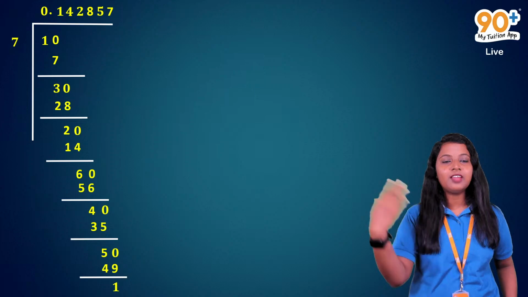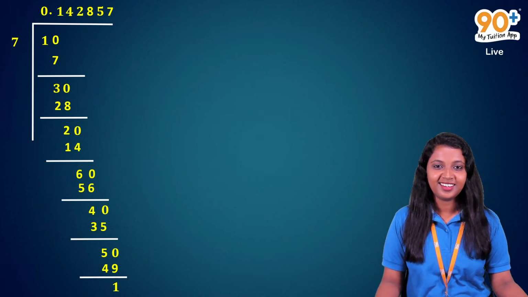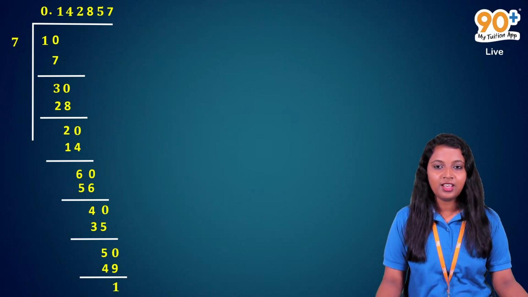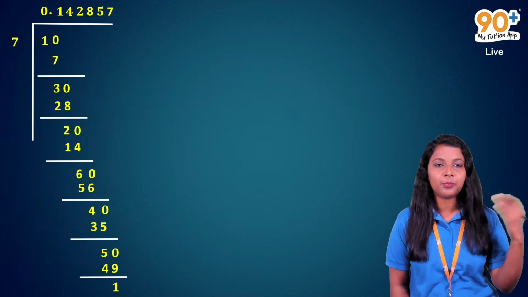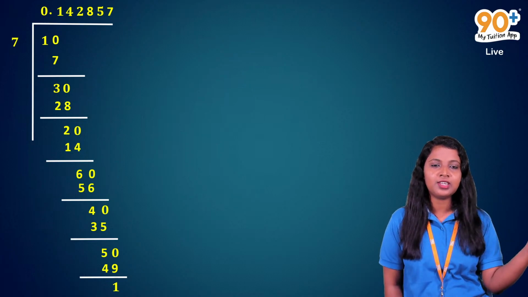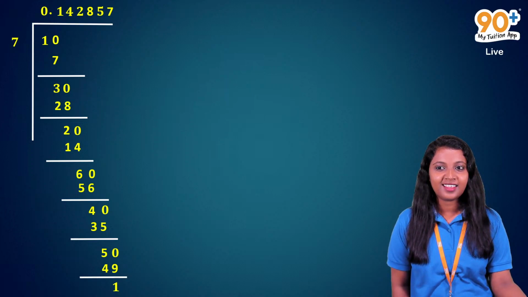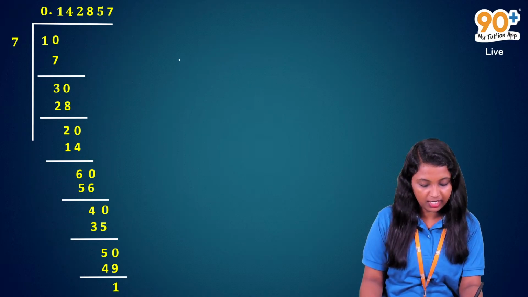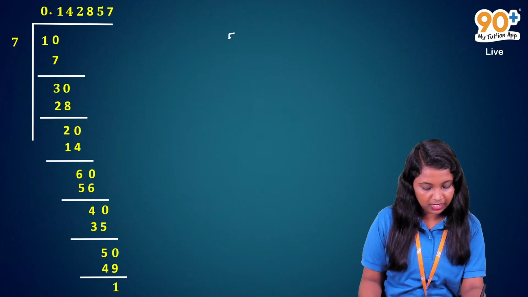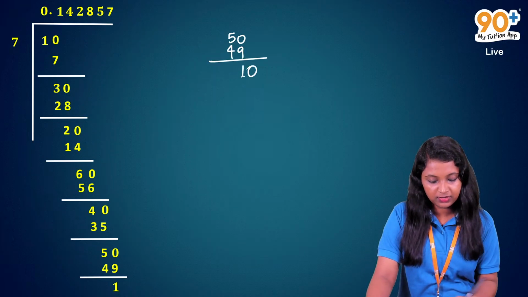Okay. Can we stop here or do we have to continue? It's non-terminating, so it will repeat. Is it non-terminating, non-repeating, or is there a chance for this to repeat after this 1, 4, 2, 8, 5, 7? Yes, there is. So after this 50, 49, we got 1 as the remainder. So we can put 10 here.